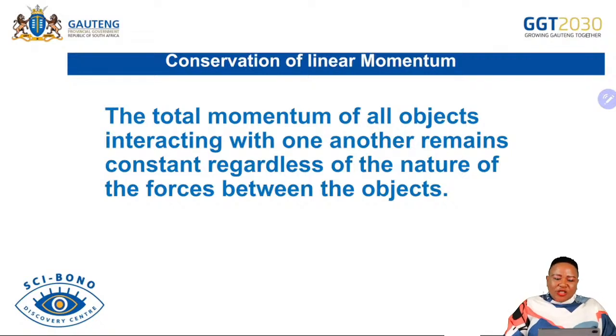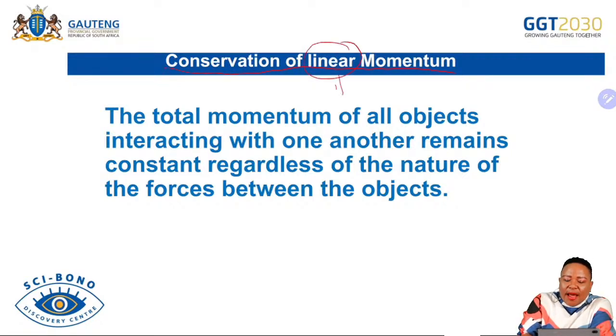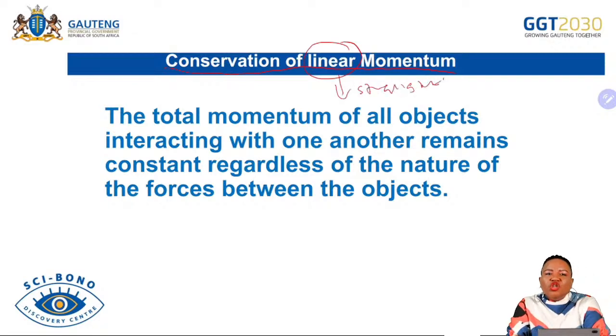Now let's look at conservation of linear momentum. We have spoken about momentum, we have spoken about the relationship between impulse and the change in momentum, and we have also talked about how you use the principle of momentum and impulse. Now we look at the conservation of linear momentum. I think we know by now linear means straight line. So we are going to look at the conservation of momentum in a straight line.